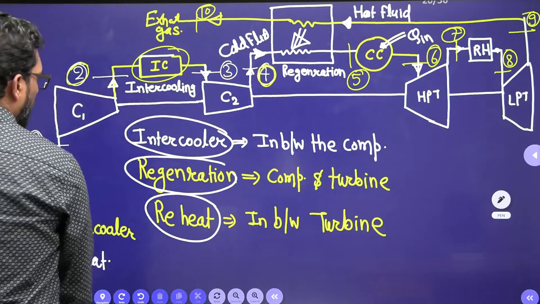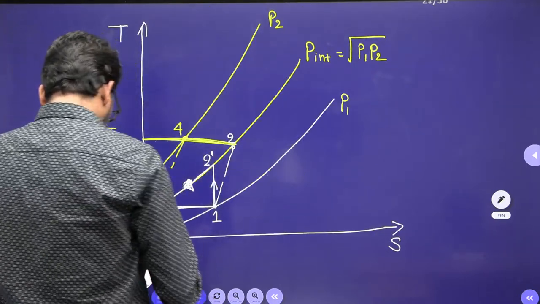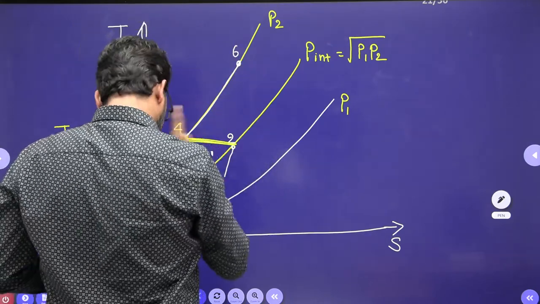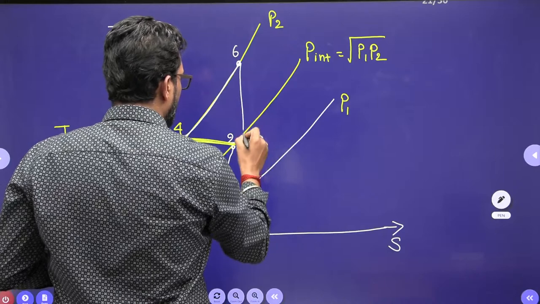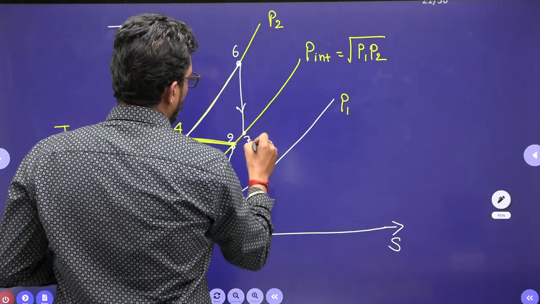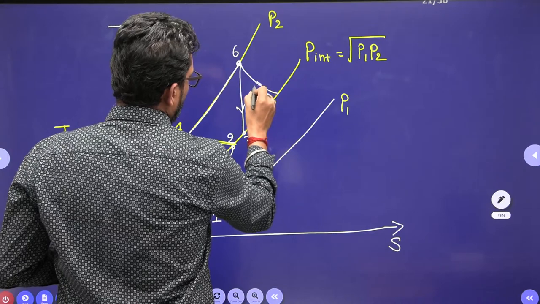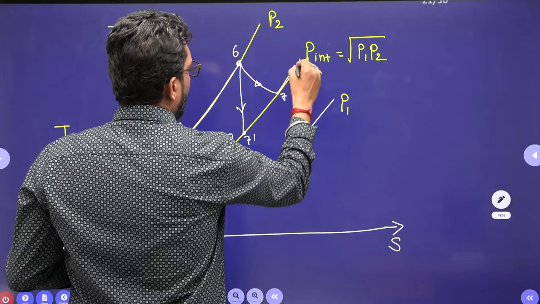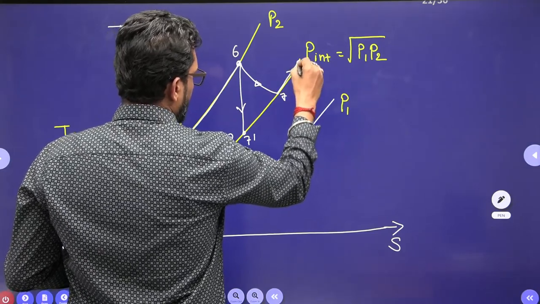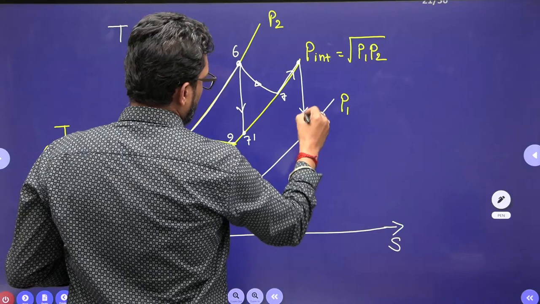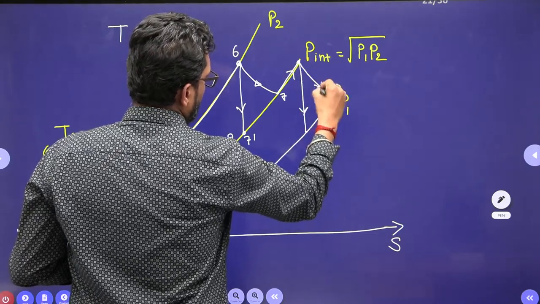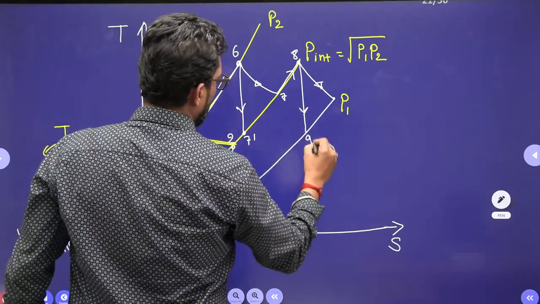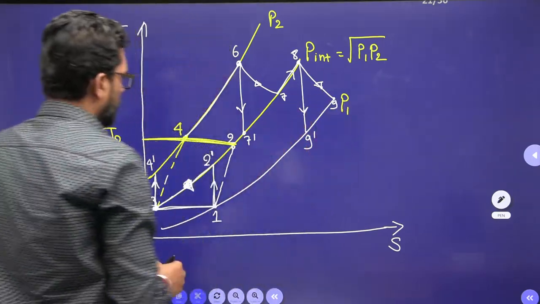Right. Now, again we compress it up to 6. This is point number 6. Now it will expand isentropically, and there is an irreversible 7. Now again there is heating. Then again there is isentropic compression and an irreversible one. So this is 7, 8, 9, right? This is 9 dash, this is 9. So this is like that.